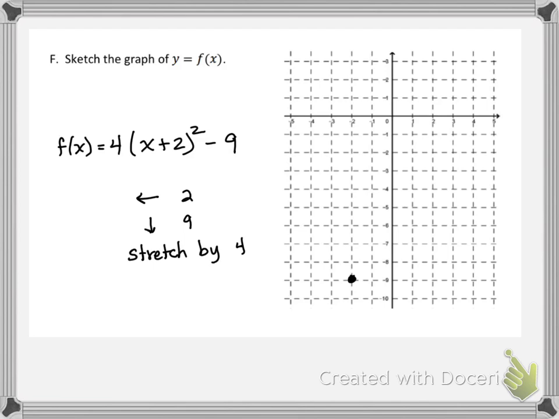And then remember when we said that that stretch by 4 takes that point that was 1 unit to the right and 1 unit up from the vertex and just makes it 4 units up instead? So instead of having a point here, like I would if it was just a transformation of x squared, I'm going to have a point 1, 2, 3, 4 units up. And because parabolas are symmetric, I'm also going to have one over here. So that's that stretch of 4.